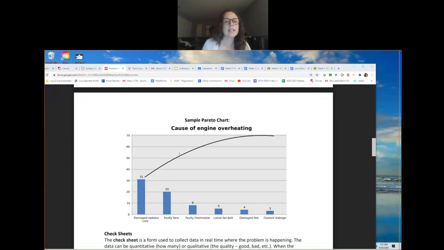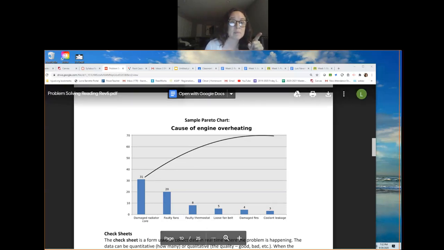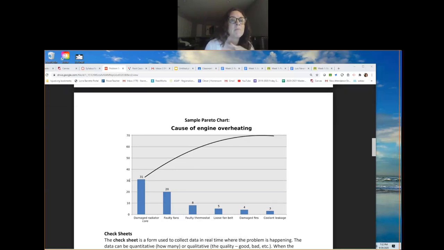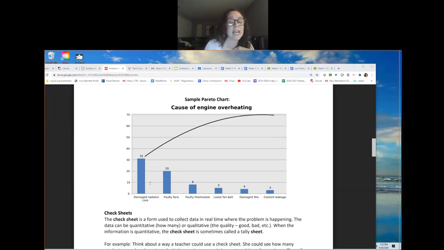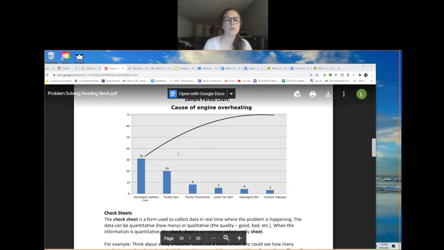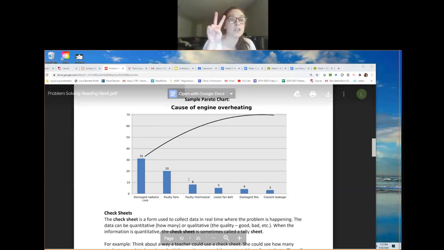And a lot less of the problem is happening with the rest. So this would mean that you would want to focus first on fixing the radiator, right? That's the one that's causing the most problems. And then you would do the fan second and on down the line, right? So if you covered these two, you would be fixing most of the problem just by doing the first two.